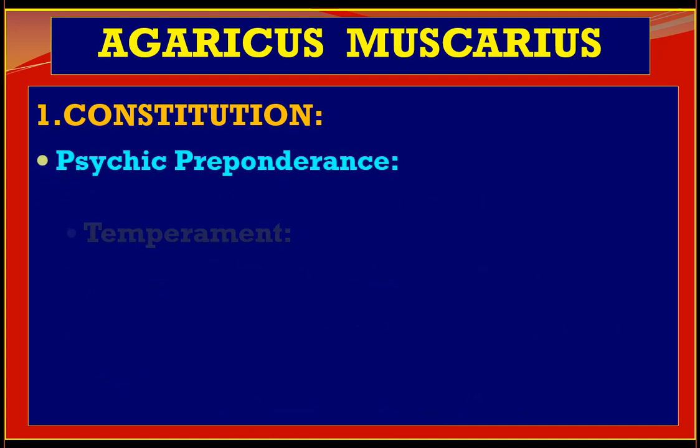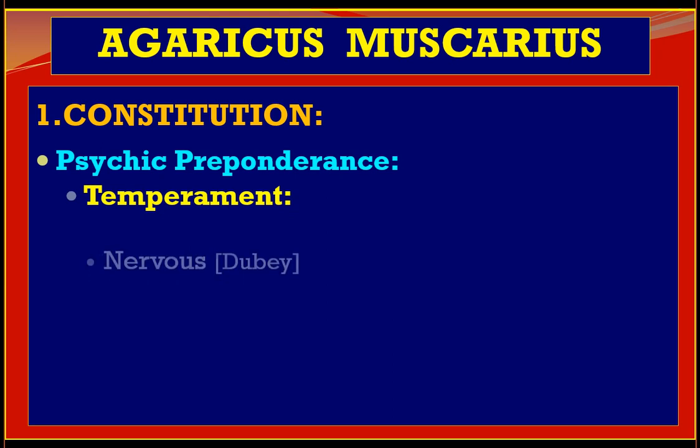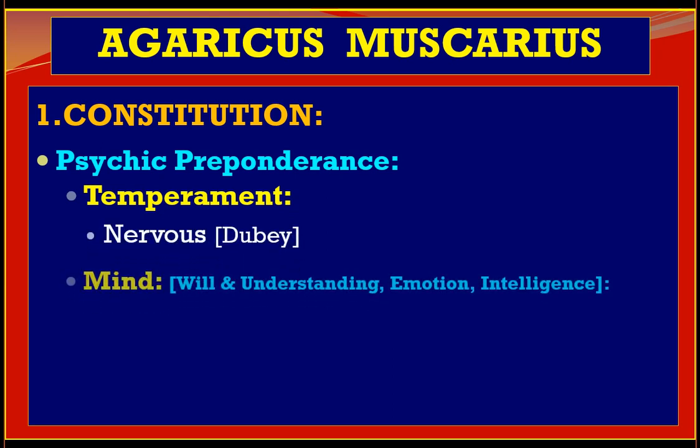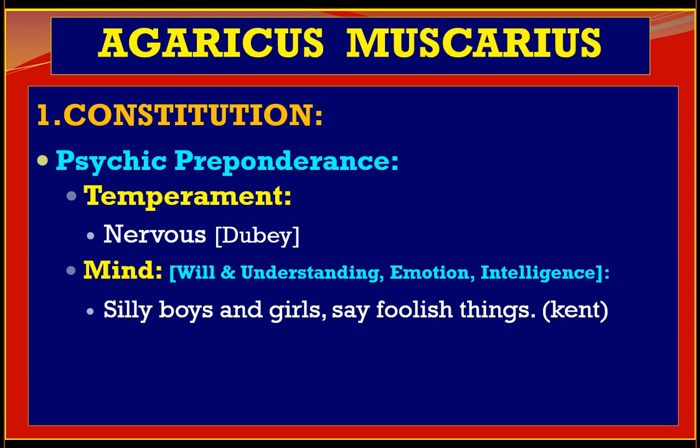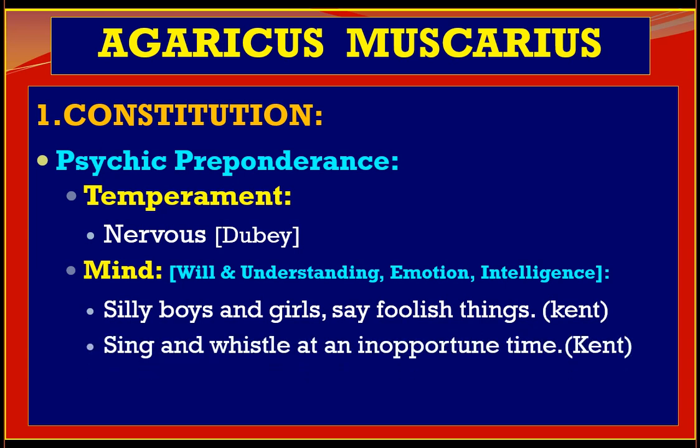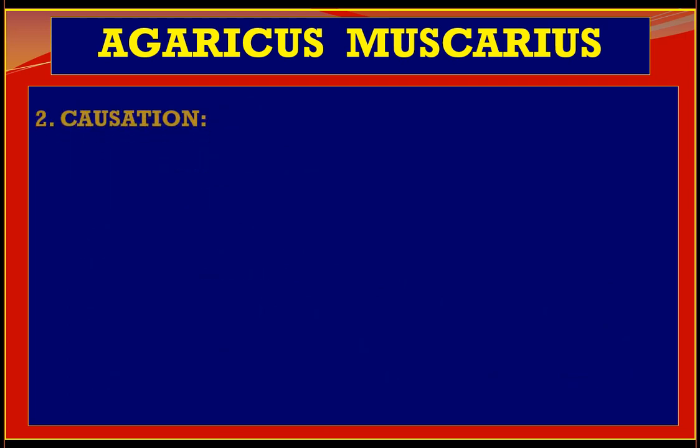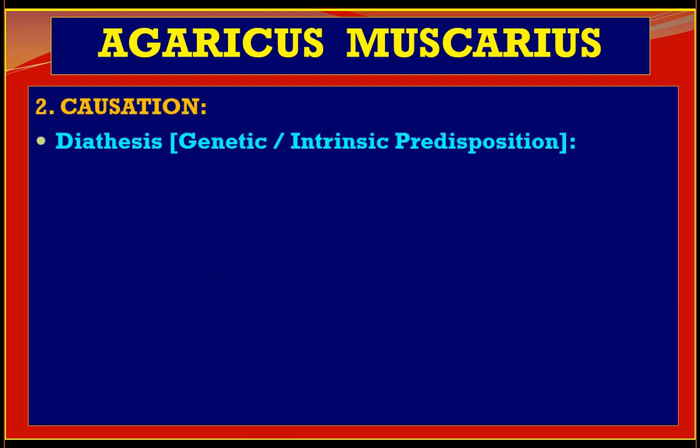The psychic preponderance: the temperament is nervous. Mentally, the patient you will find is silly boys and girls who say foolish things, sing and whistle at inopportune times, with a changeable disposition. The causation. Let us go to the diathesis. This particular remedy has a tubercular diathesis.